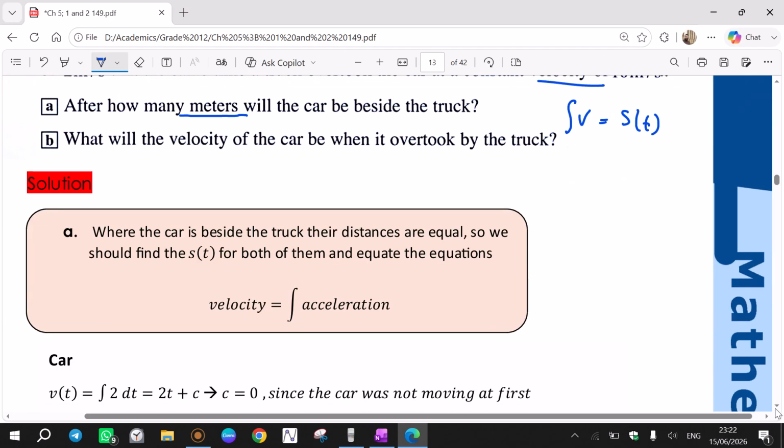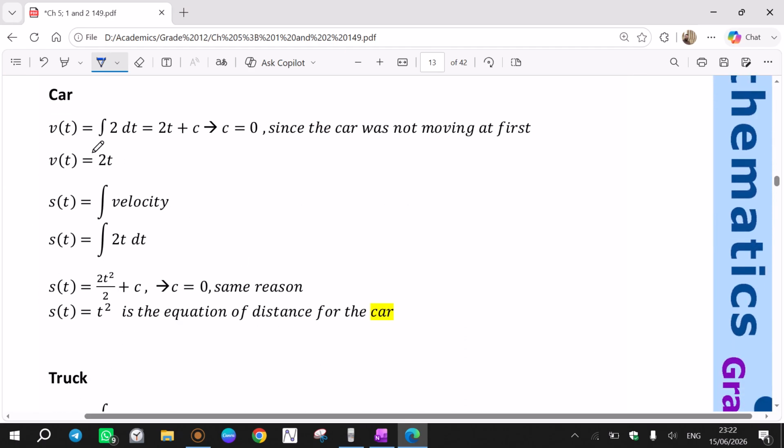Let's do it. So we begin with working for the car. Acceleration of the car is 2, integral of 2 is 2t plus c. Since the car had been stopped, c equals 0. So v of t of the car is 2t. Now v of t, velocity, if we take the integral of velocity, the result will be position.